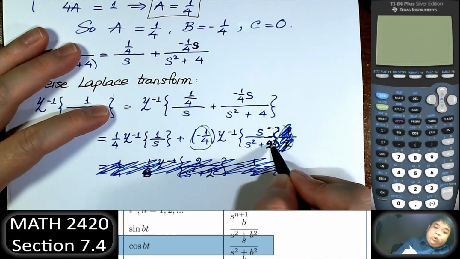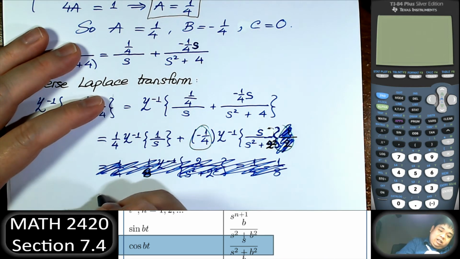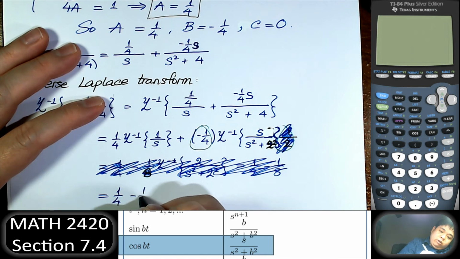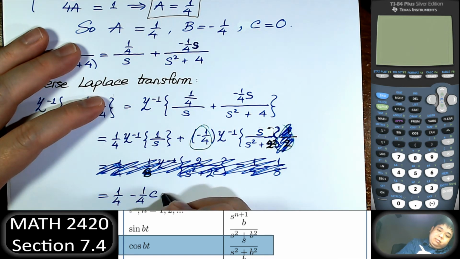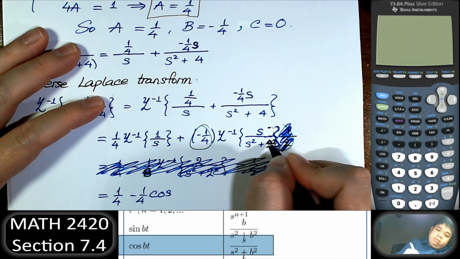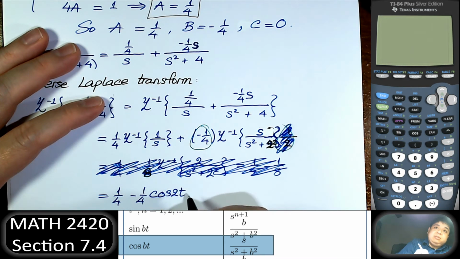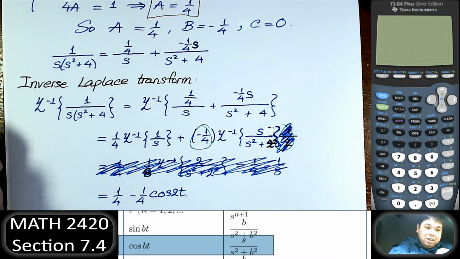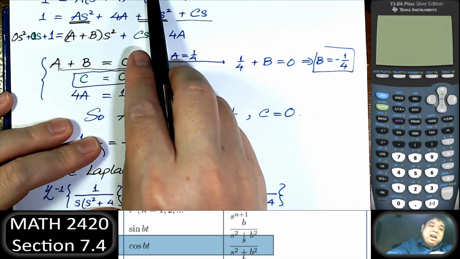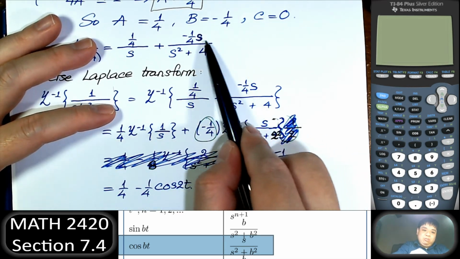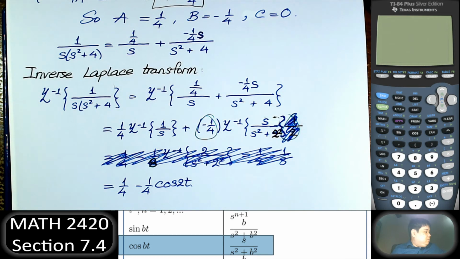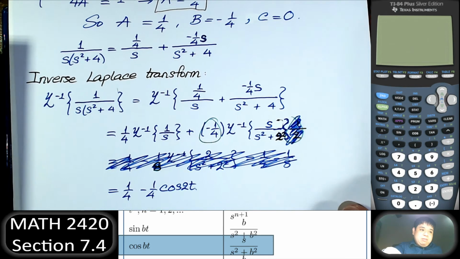If this is S, we do not need to multiply or divide anything. Transform of this is 1/4 minus 1/4, and transform of this is just cosine of 2t. Right, sorry about that. Notice B is the coefficient of S, so we have negative 1/4 S. C is equal to 0, so we don't have anything there. Right, so that's what we have for that problem.